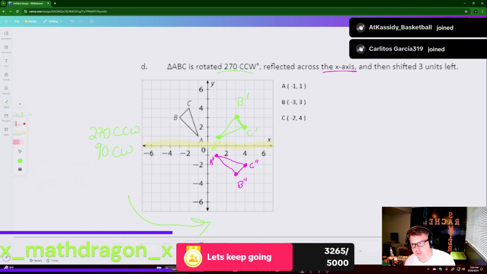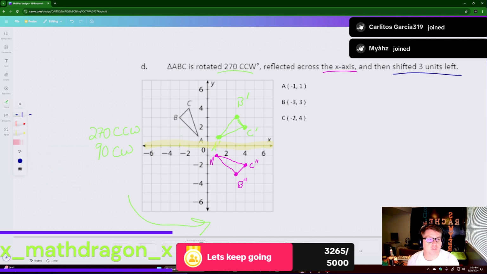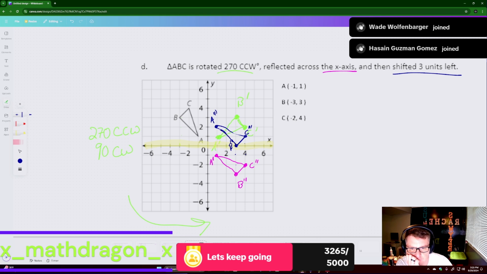Here was rotation, and now they want us to shift it up 3 units. So we're going to go 1, 2, 3 for A triple prime, 1, 2, 3 for C triple prime, and 1, 2, 3 for B triple prime. And once we do that, this becomes our last transformation on this, and that becomes our new picture. Apparently I can draw straight lines today.